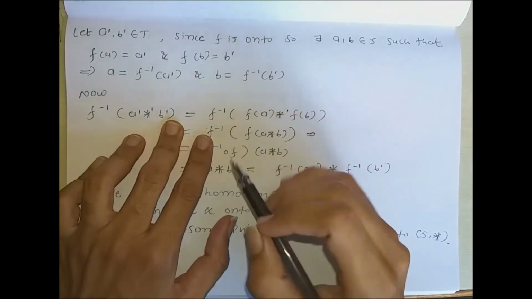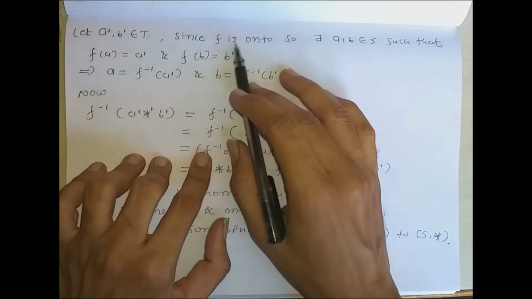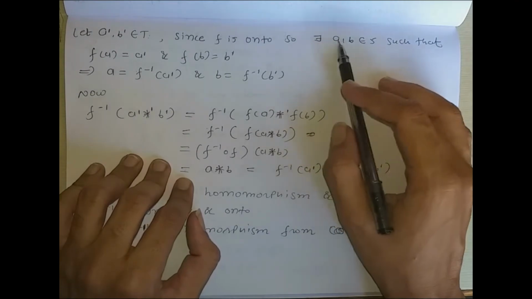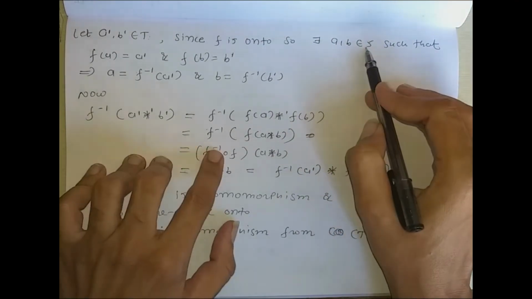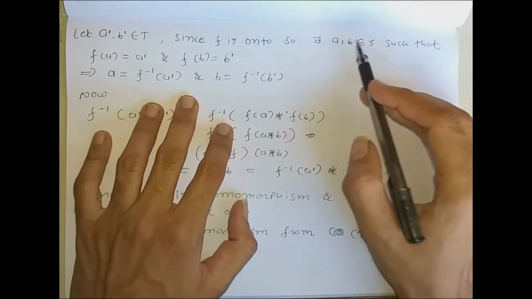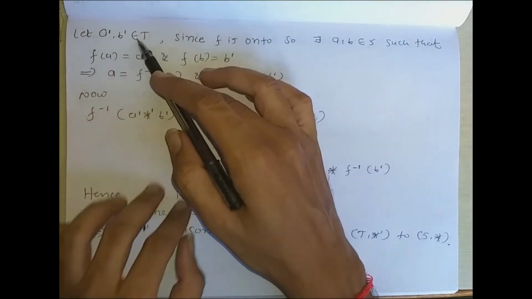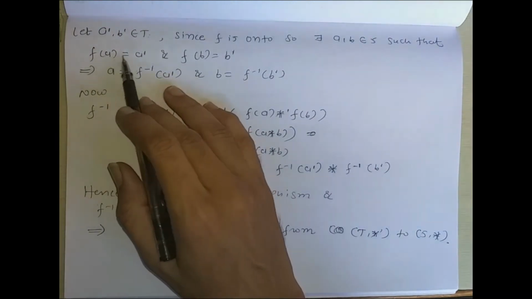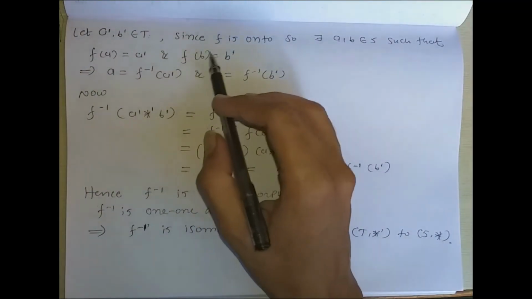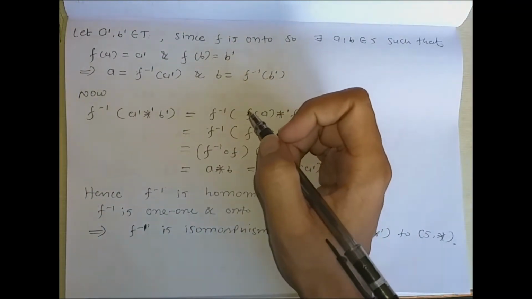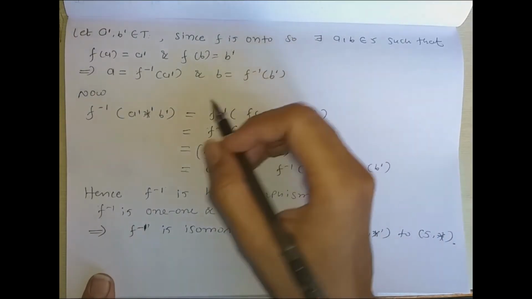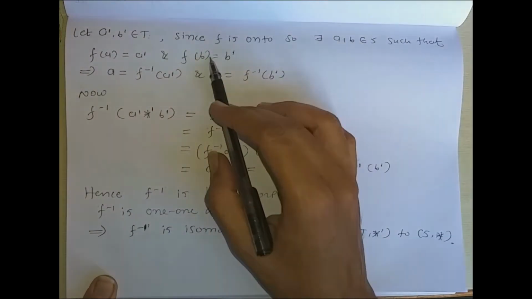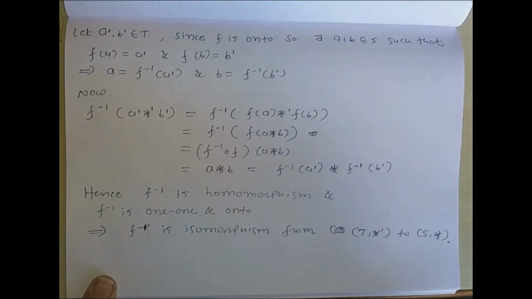Since F is onto, for A' B' belongs to T, we get A B belongs to S from the definition of ontoness, such that F of A is equal to A' and F of B is equal to B'. This implies that A is equal to F inverse A' and B is equal to F inverse B'.